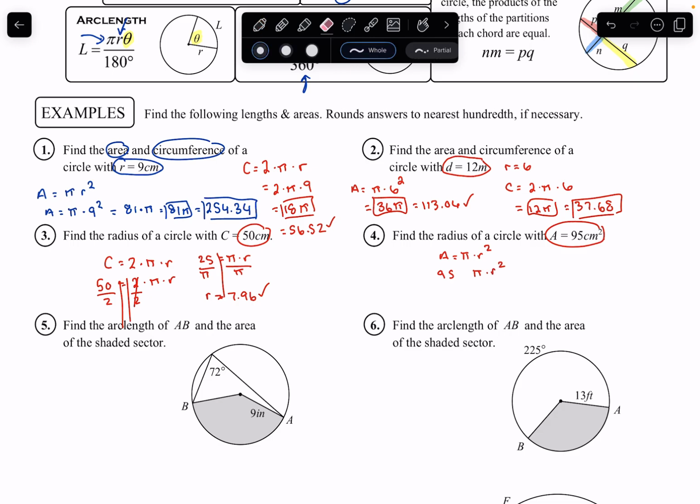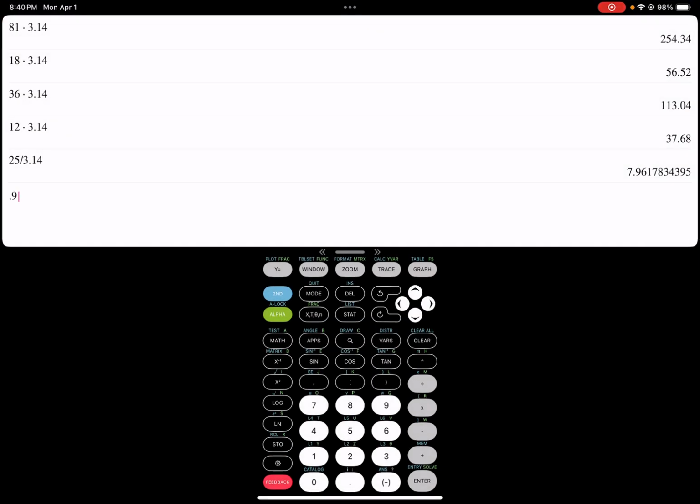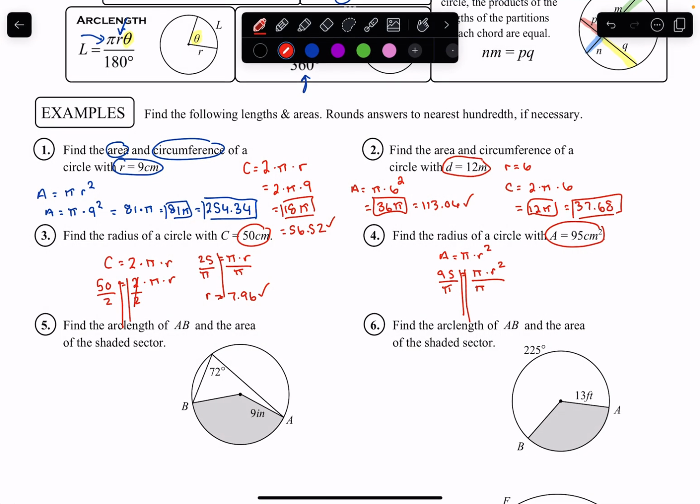Railroad track. Whoops, don't erase. Railroad track. I want to get rid of the pi first, so divide by pi. 95 divided by pi, yuck. 95 divided by 3.14 gives me 30.25.